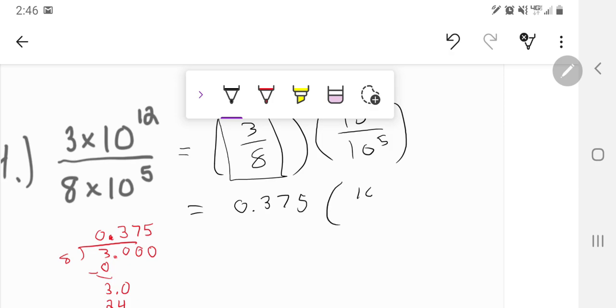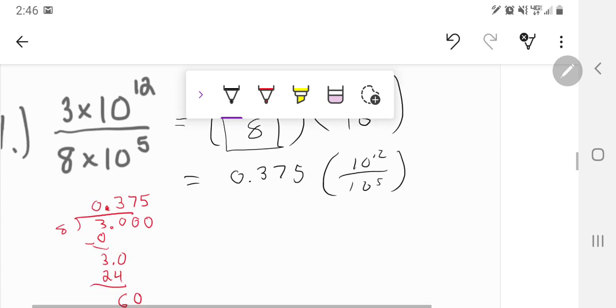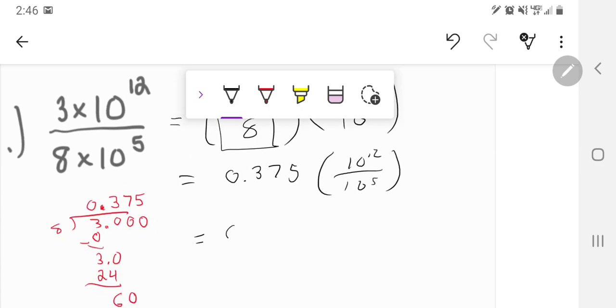0.375 times 10 to the 12th over 10 to the 5th. And now we're going to use the quotient of powers property, which means we're going to subtract 12 minus 5 and get 7. Okay, I'm done, right? Wrong.